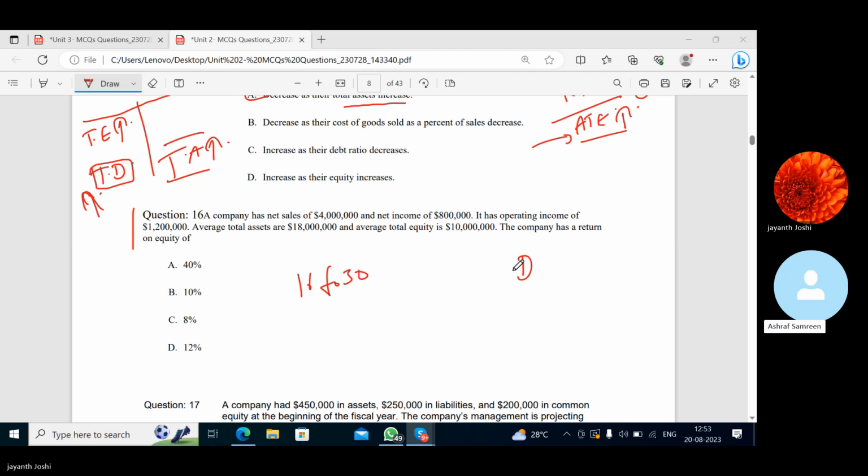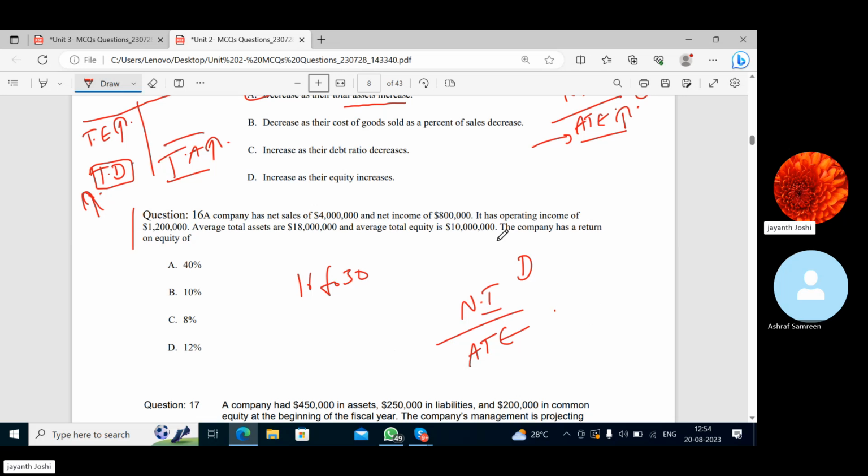Last one. Return on equity we have to find here by substituting in the formula. I'll try this. Formula: net income by average total equity. 8%. Yeah, this is there. 8%. Correct.